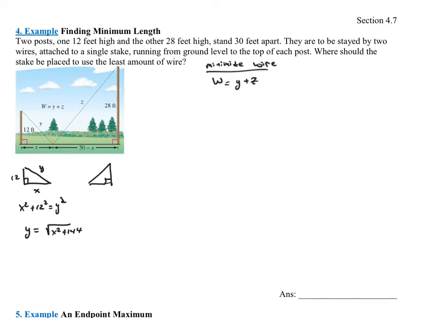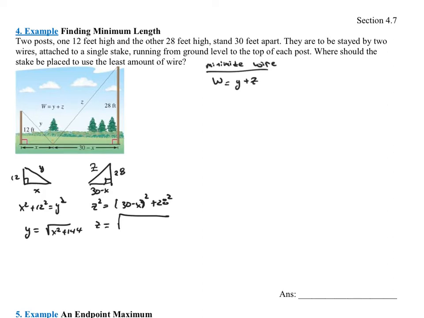Let's look at the second triangle that we've drawn here. This is a right triangle. This is 30 minus x. Oh, this is going to get nasty. This is a 28, and this is a z. So what's the relationship here? We know that z squared is equal to (30 minus x) squared plus 28 squared. So what would z equal? z would equal the square root of (30 minus x) squared plus 28 squared.